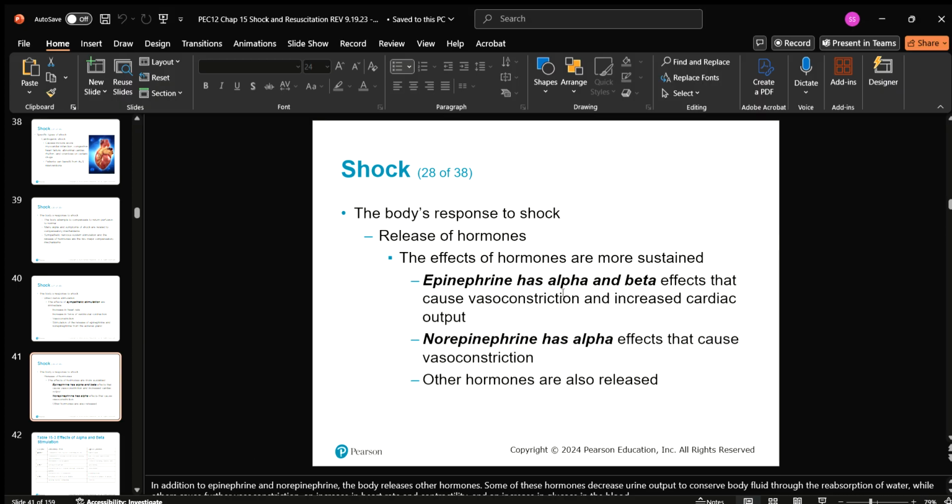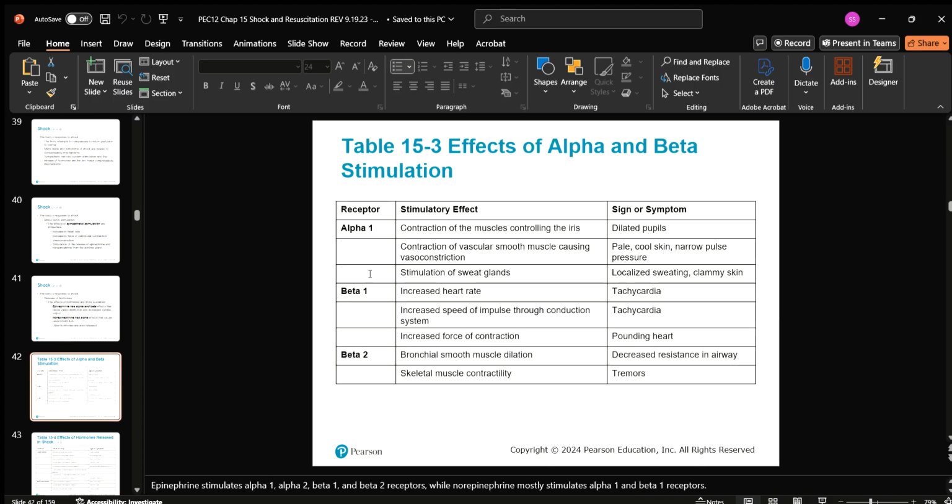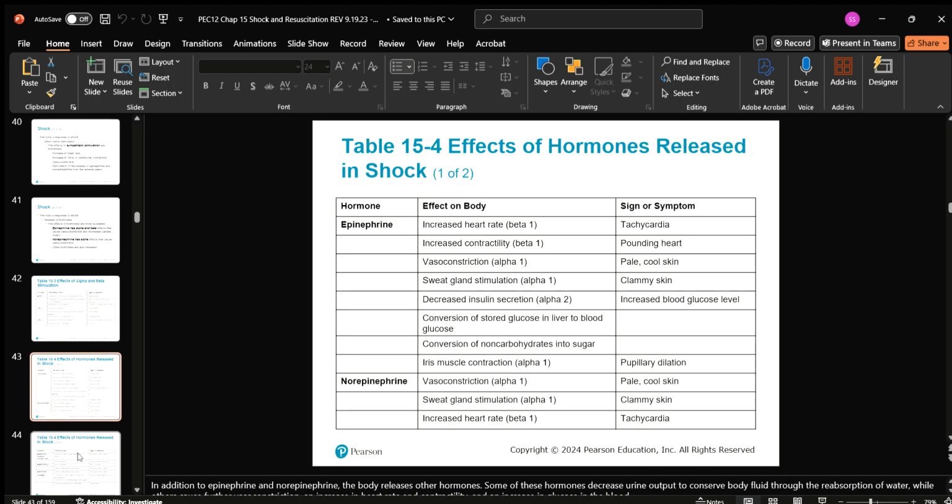All right, epinephrine has alpha and beta effects, and norepinephrine has alpha effects. I doubt you're going to see any questions specifically on these, but you might. It's probably unlikely, but just know what epinephrine does. Causes vasoconstriction and increased cardiac output. Norepinephrine causes vasoconstriction. Here we're talking about alpha, beta receptors and all that. Again, this is more in line with what you're going to learn in paramedic school when you hopefully go.